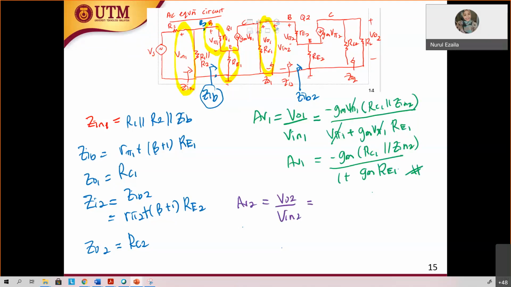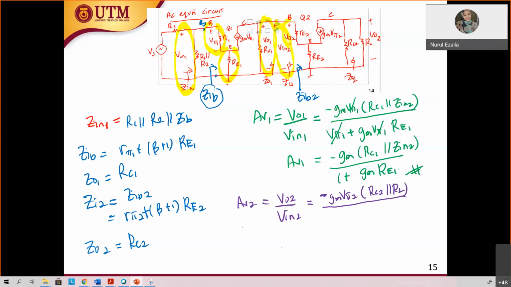Okay, so for the V out 2, what is V out 2? Same thing, my dear student, because both are common emitter and bypass. So V out 2 is equal to negative gm V pi 2 times what? RC2 parallel RL. Yes. Okay, what is V in 2? So V in 2 is the total. So this is your V in 2.